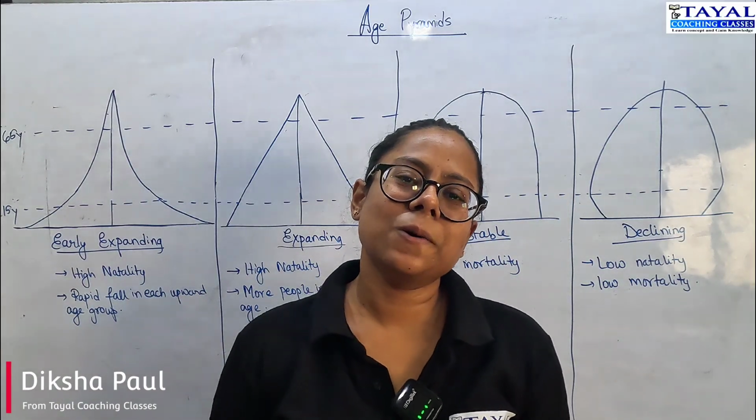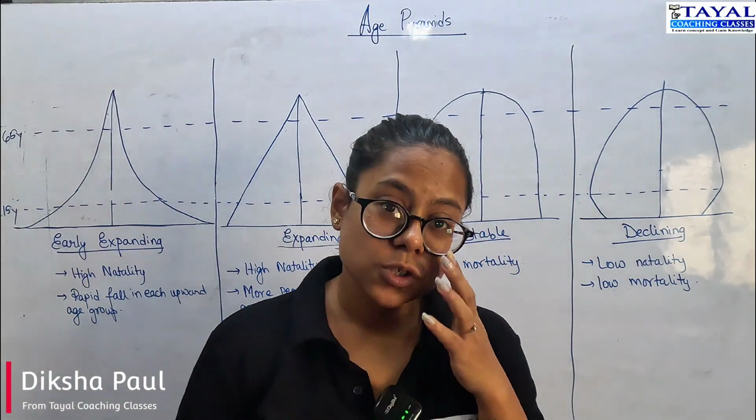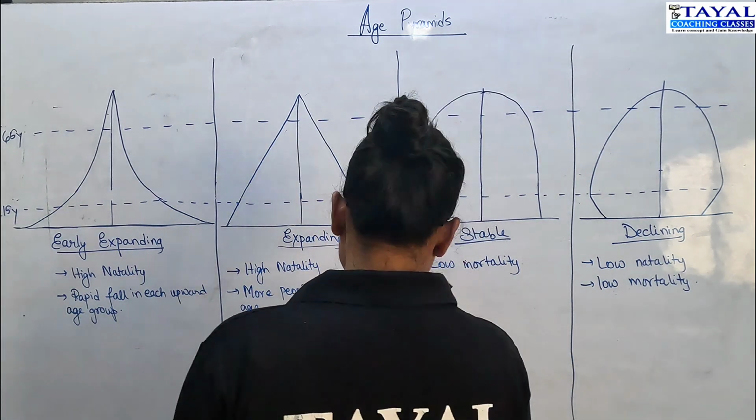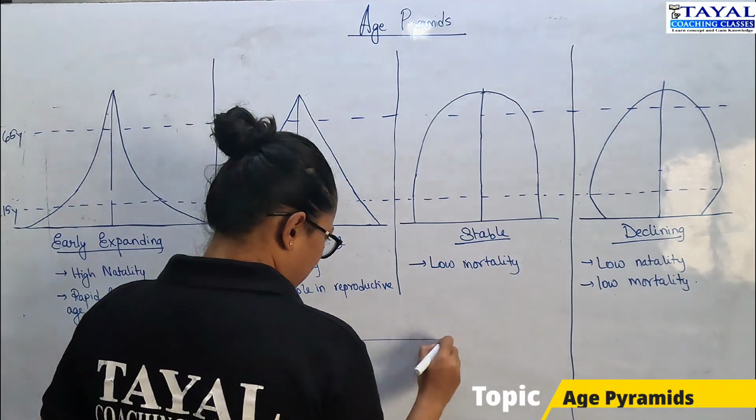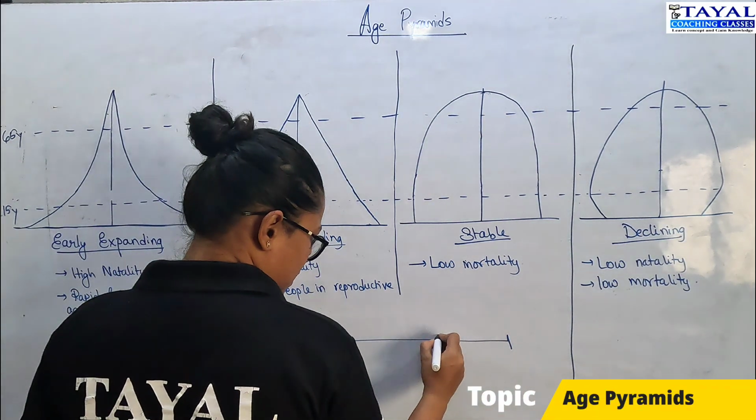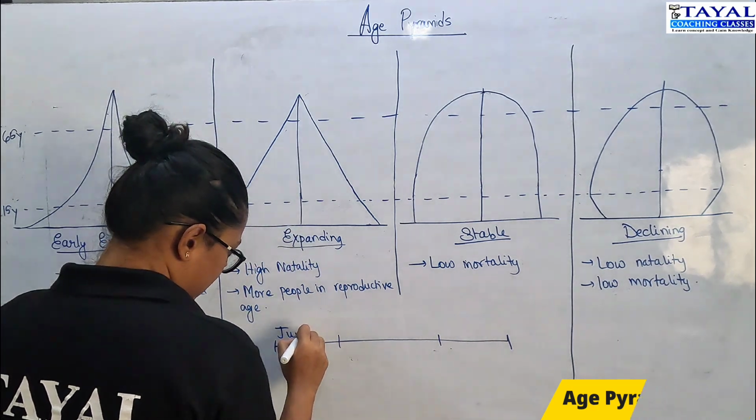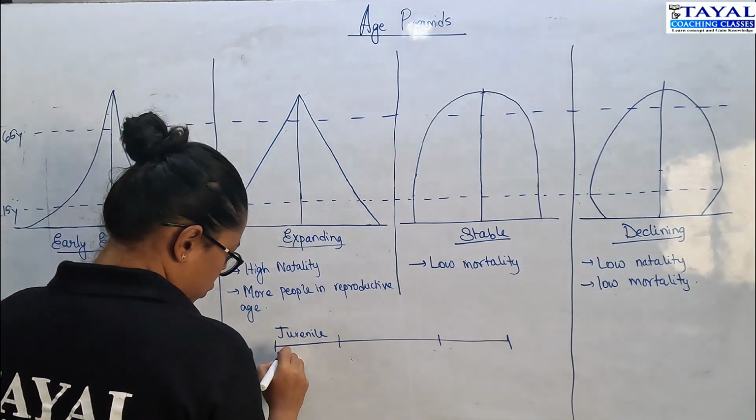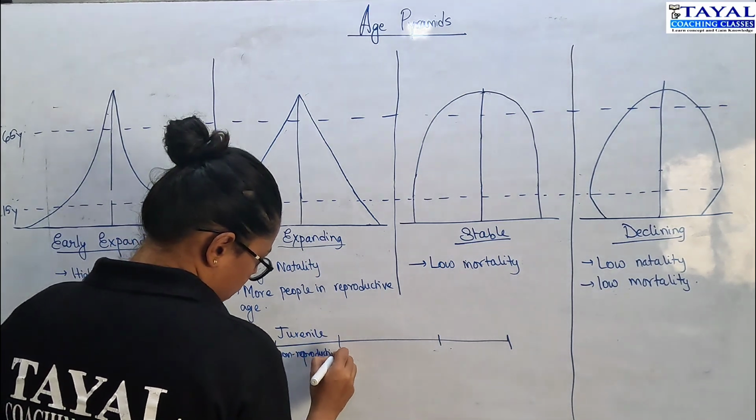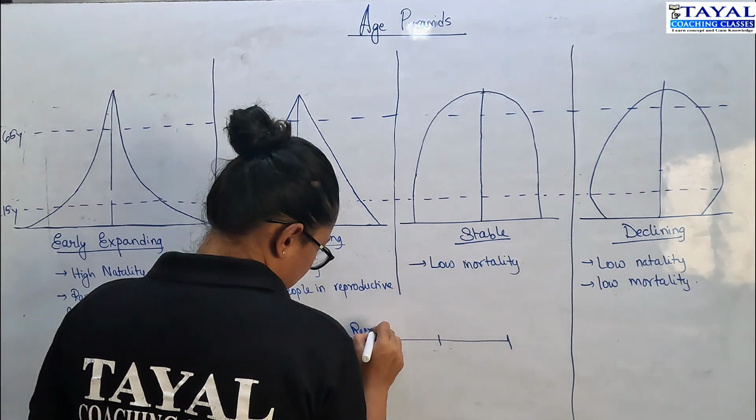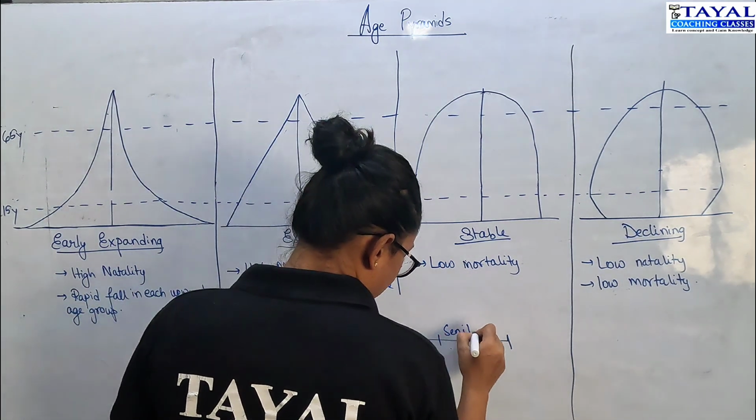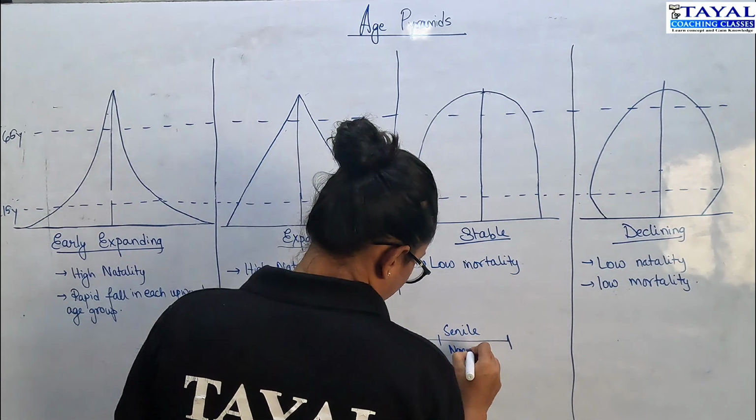Hi students, so today we will be discussing human age pyramids, okay. When we talk about human age pyramids, it's important to understand the human lifespan. We divide the human lifespan into three main categories, which include the juvenile phase, which is non-reproductive, then the reproductive phase, and then the senescence or senile phase, which is again non-reproductive.